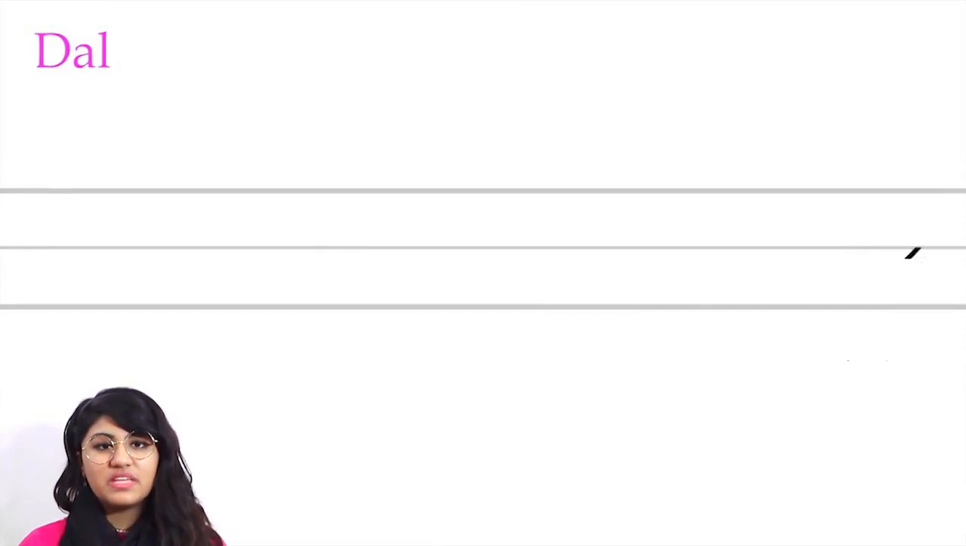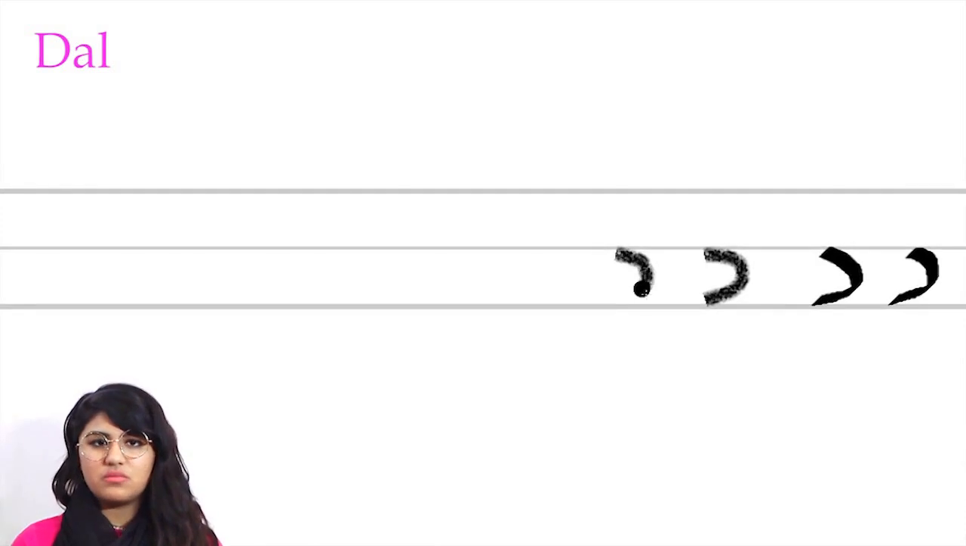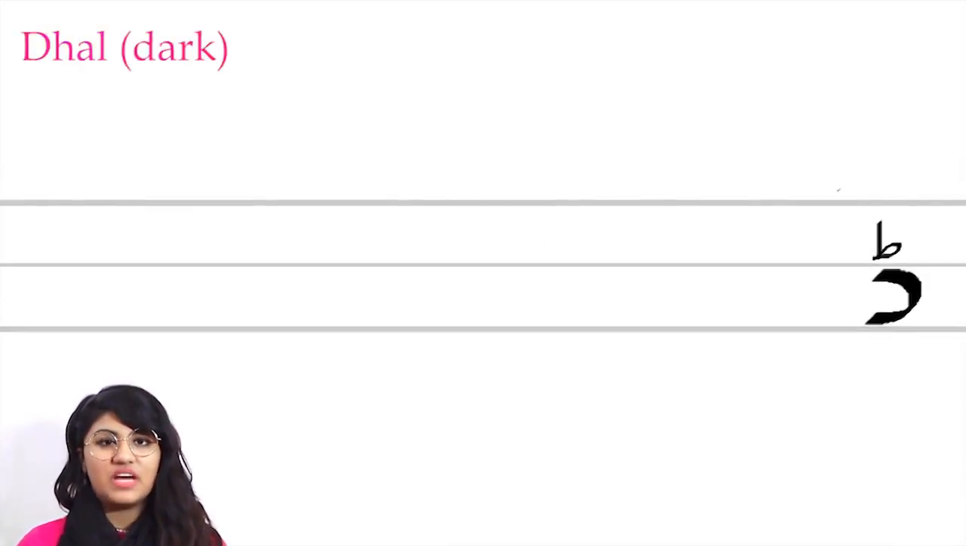Dal. To make dal, you're gonna make a backwards looking C. So you start, you curve, and you make your C. In our later lessons, we're gonna fix it up, but for now, it's gonna be simple, a backwards C. Dal, dal, our dark letter.